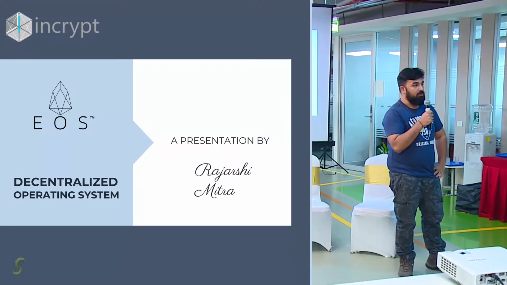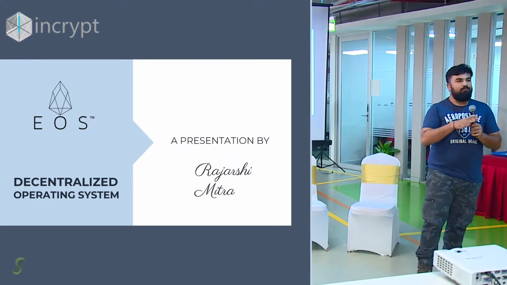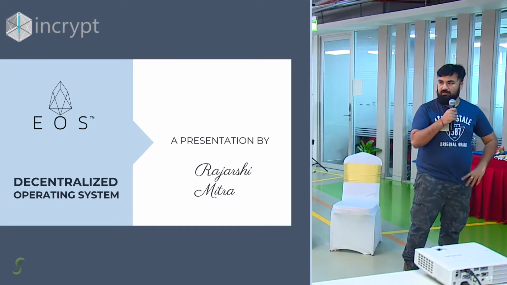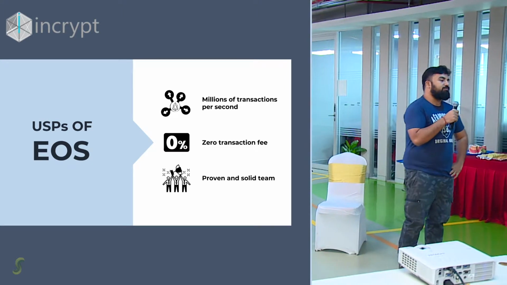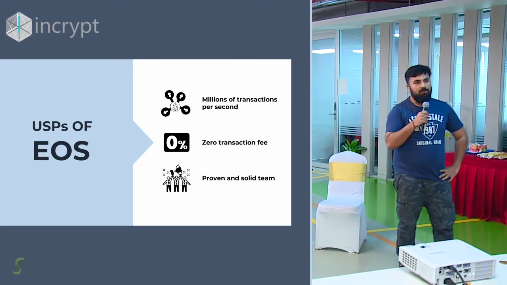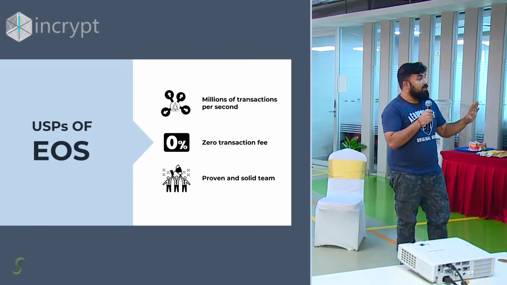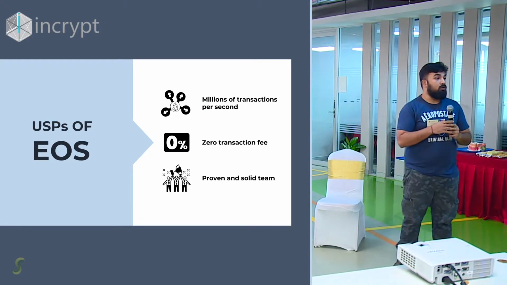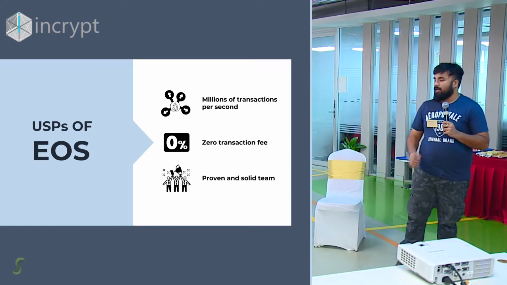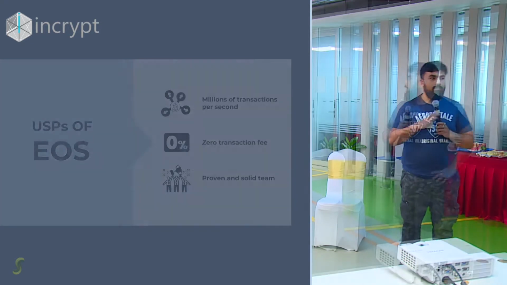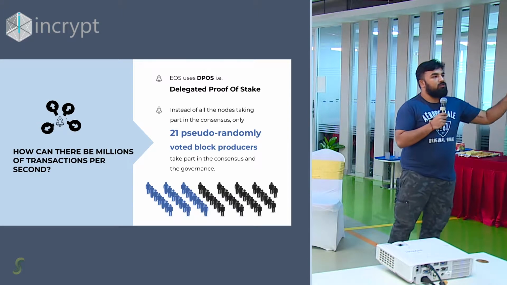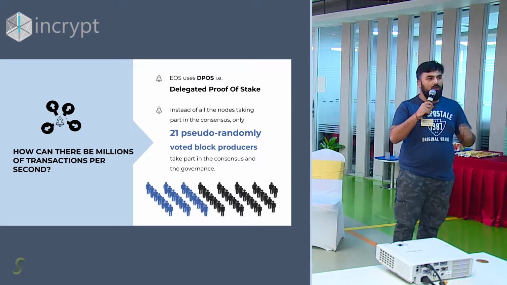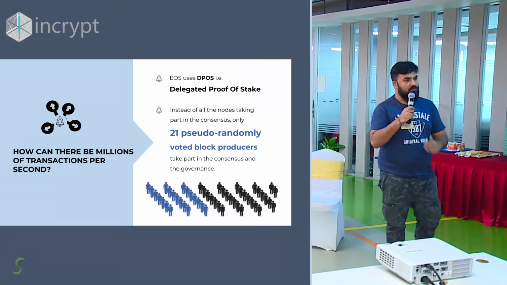Today I'm going to give you a brief primer on EOS, also known as the decentralized operating system. So what are the main USPs of EOS? First and foremost, it can theoretically give you millions of transactions per second. Secondly, you have zero transaction fees. Thirdly, it has a very proven and solid team. Now we'll go through each and every one of those USPs and see how it gets these values. So firstly, let's see how it can scale up to millions of transactions per second.